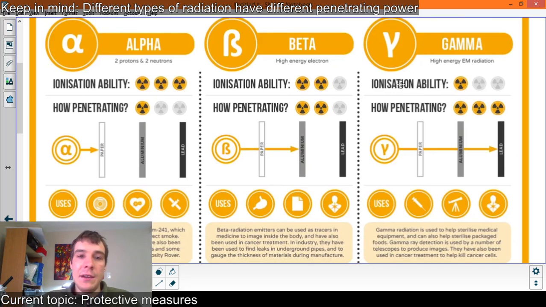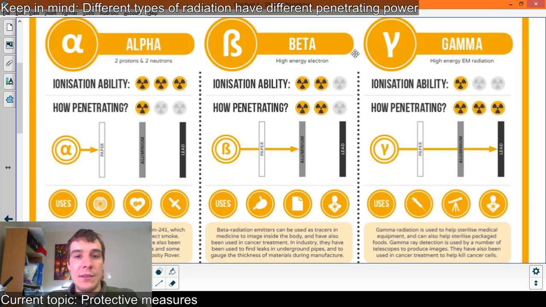Typically, the higher the ionization ability, the lower the penetration. This should make sense to you, because if it has a really high ionization ability, it's just going to hit the first thing, and it's going to ionize that first thing. If it's got a low ionization ability, it can go further before it ionizes something.